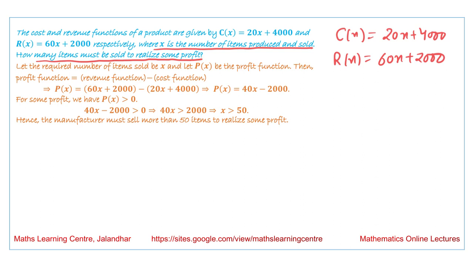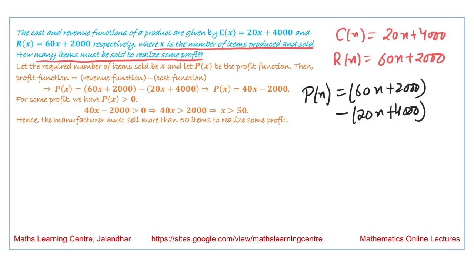If we want to calculate the profit function, the profit function P(x) will be equal to the revenue generated, which is 60x plus 2000, minus the cost function, which is 20x plus 4000. So this is equal to 40x minus 2000. This is our profit function.